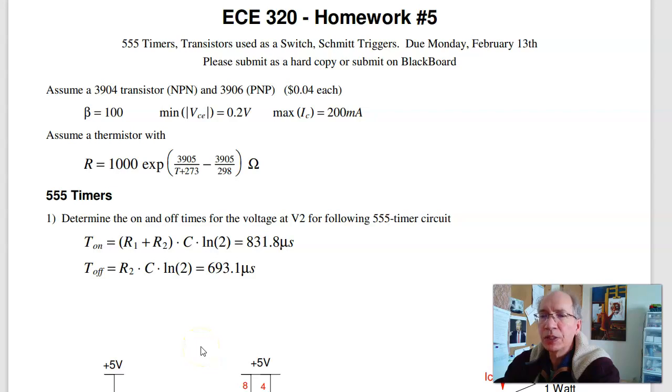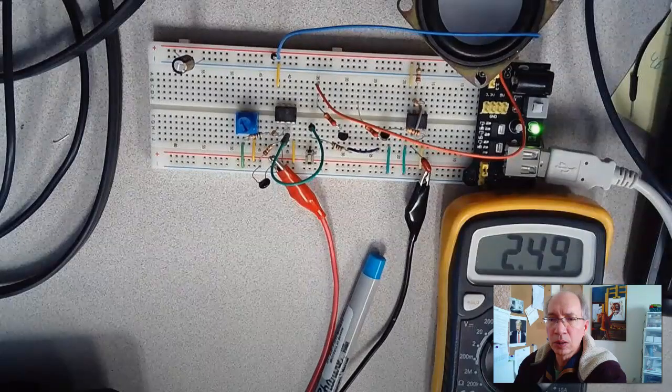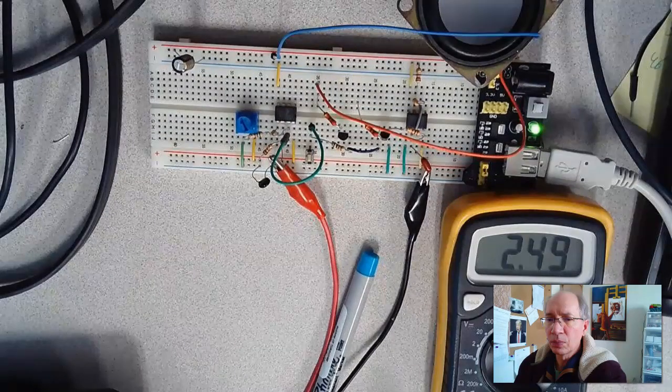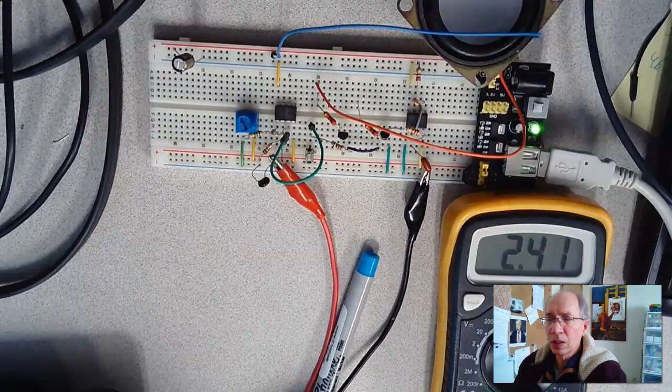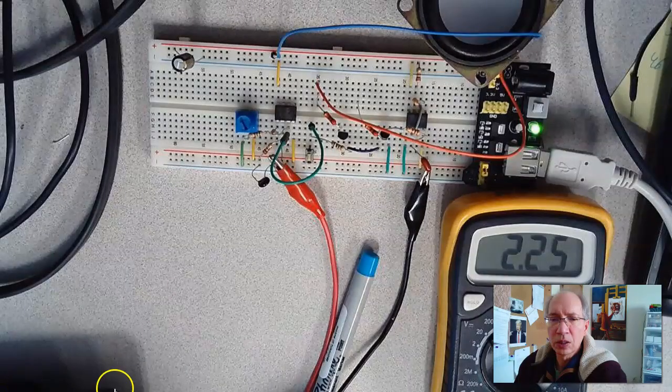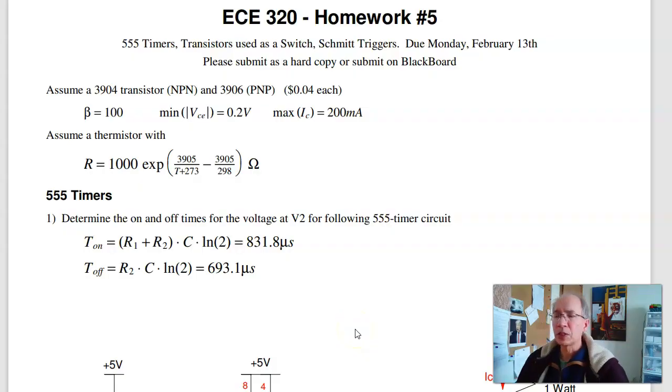Here are solutions to homework set number 5 for ECE 320. Now the goal in this one is to build a temperature alarm. When you're done, this is what it should look like. So turning it on. So that's kind of the goal. I want to have something that turns on an alarm when it gets too hot.